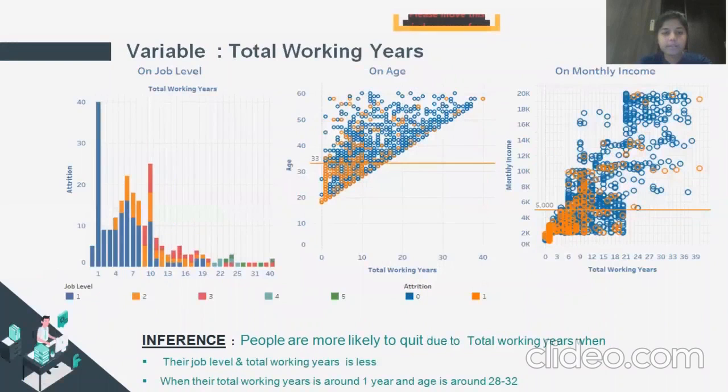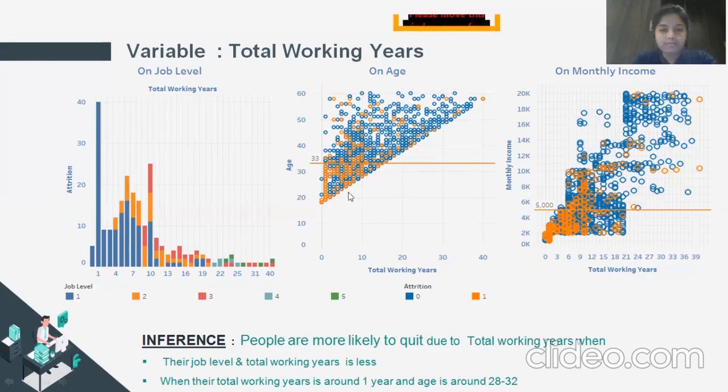Next is the variable total working years. Here again we have considered job level, age, and monthly income to analyze how total working years can be the affecting variable for attrition. We can see from the total working years plot that people who tend to quit in the first year of their working are only from job level one. The majority of the people who tend to quit in the initial year of their working are from job level one.